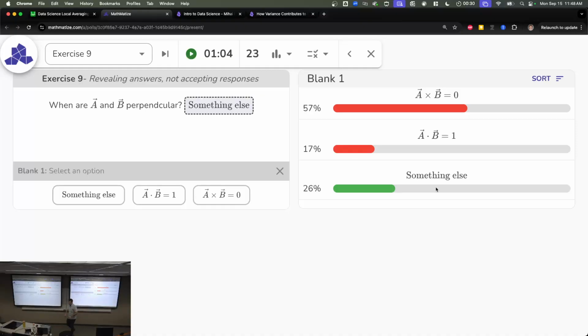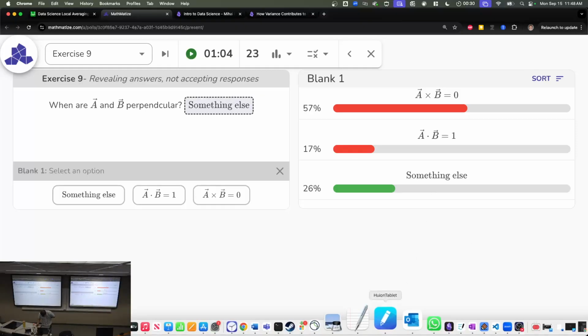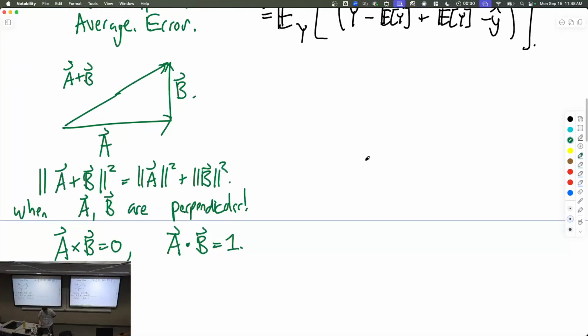The dot product should be 0. Amazing. Yes. Okay. So that's what it is. Very good. So there's a good little review. The right answer is that the dot product should be 0.